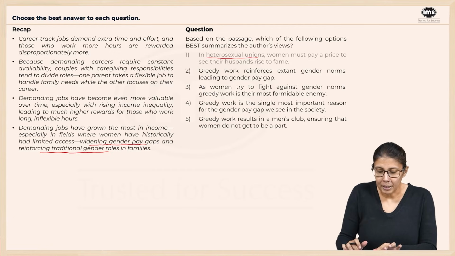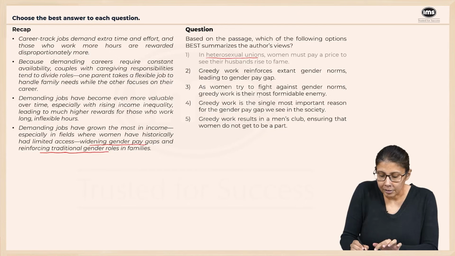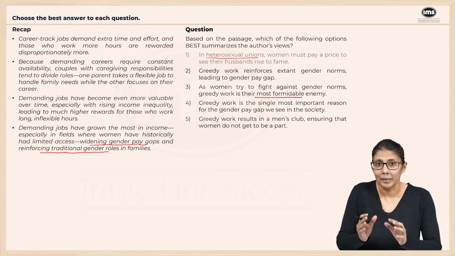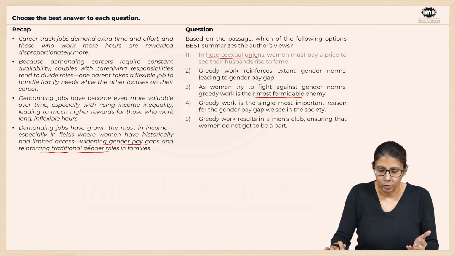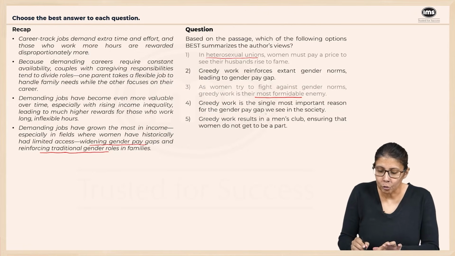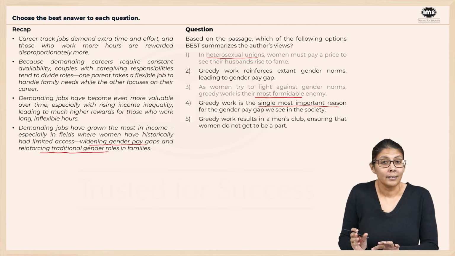The third one, as women try to fight against gender norms, greedy work is their most formidable enemy. So yes, greedy work is reinforcing gender norms, but we can't say this is their most formidable enemy. Too extreme, because we have not really discussed whether greedy work is the most formidable enemy or whether there are other enemies also. So this comparison is not justified. The fourth one, greedy work is the single most important reason for the gender pay gap. Same problem here. When I say single most important reason, it means it is more important than others. That comparison is not there in the passage.